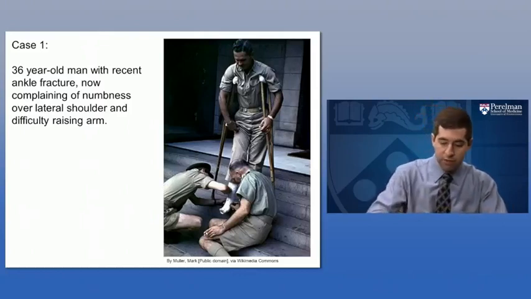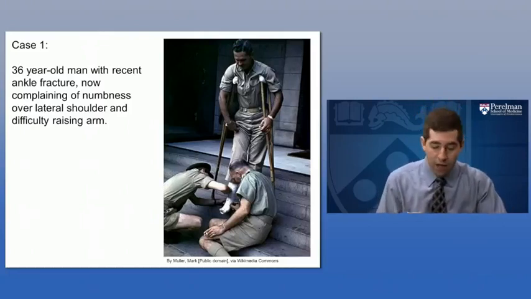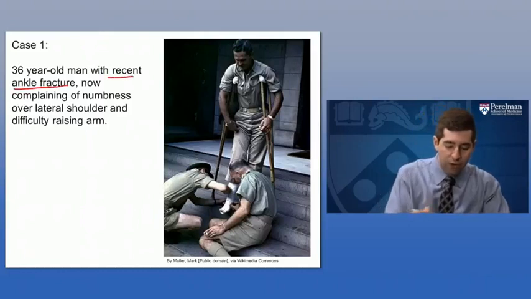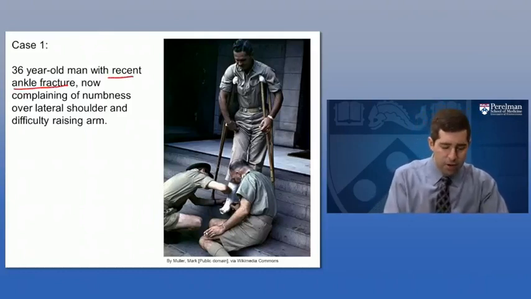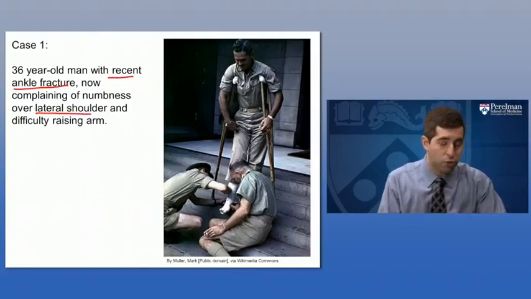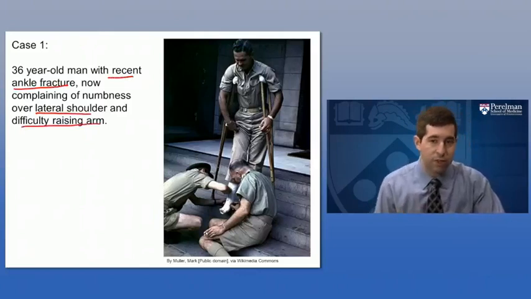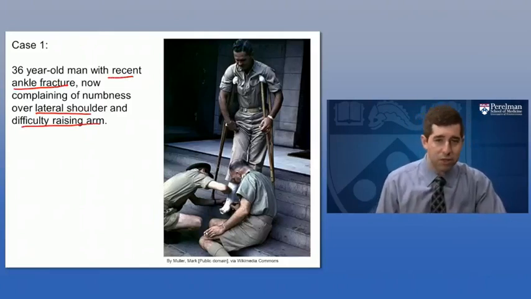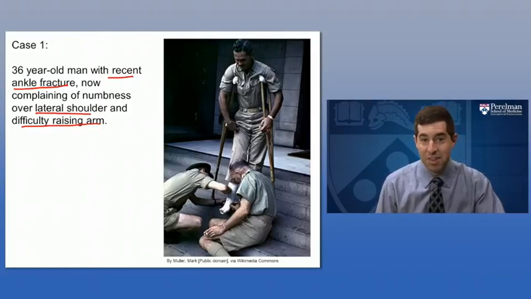So here's our first case. We have a 36-year-old man. It says that he has a recent ankle fracture, and now he's complaining of some numbness over his lateral shoulder and some difficulty raising the arm. And so we take a look at this case and we say, well, recent ankle fracture. That's a totally different limb. This isn't Going Out on a Limb, the Anatomy of the Lower Limb. We're looking at the upper limb here, so how does that connect in?